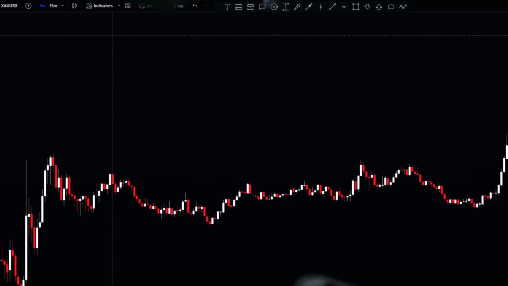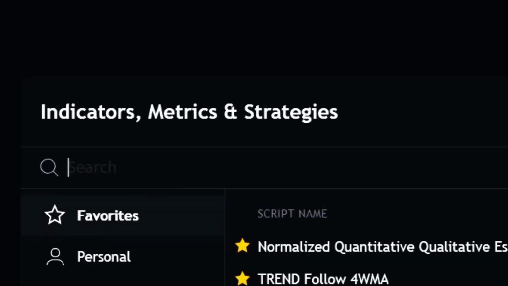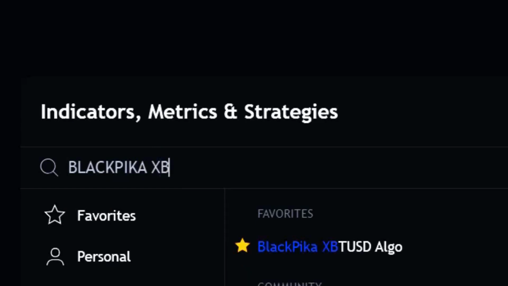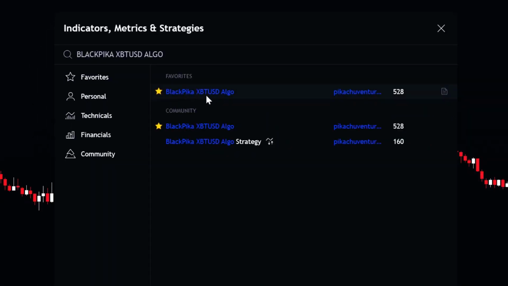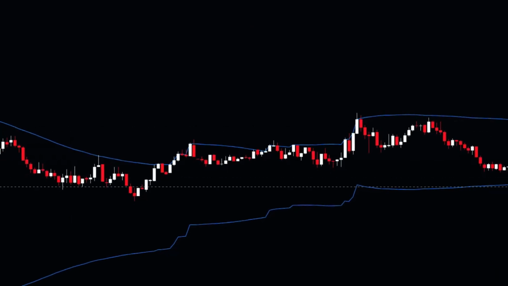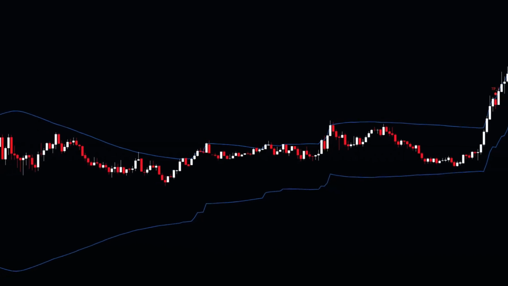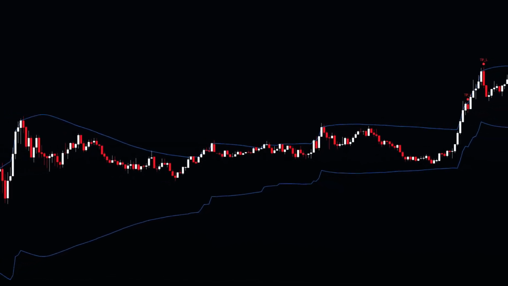To get started, hop on over to the indicator section and search for BlackPicker XBTUSD Algo Indicator. Once you find it, select it and bam! You're ready to dive into a whole new world of trading opportunities. This awesome indicator has got your back, and I'm going to show you how to make the most out of it. So sit back, relax, and let's get trading.